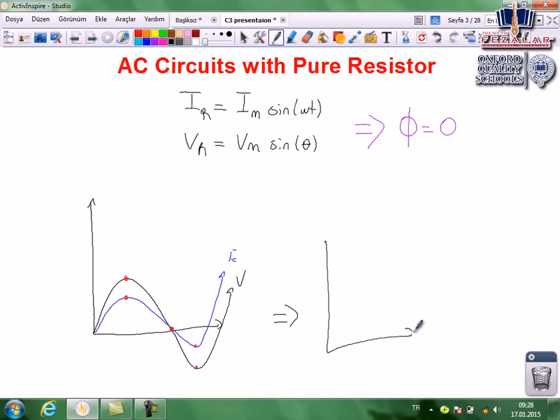So we can draw the phasor diagram of the vectors. Let's draw: this is the x-axis and this is the y-axis. This is current, IR. We will always draw current on the x-axis in this subject. And this is VR. As you see, there is no phase difference angle between them because they are parallel.